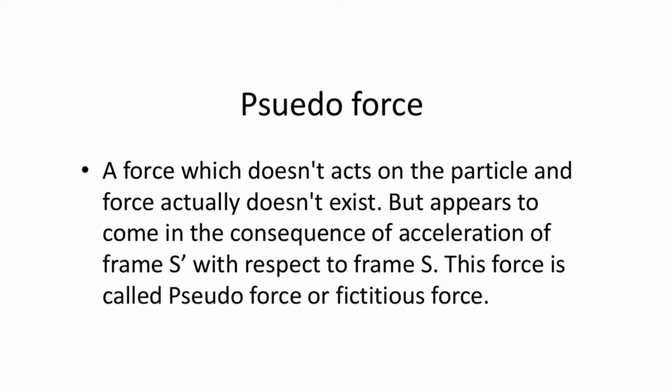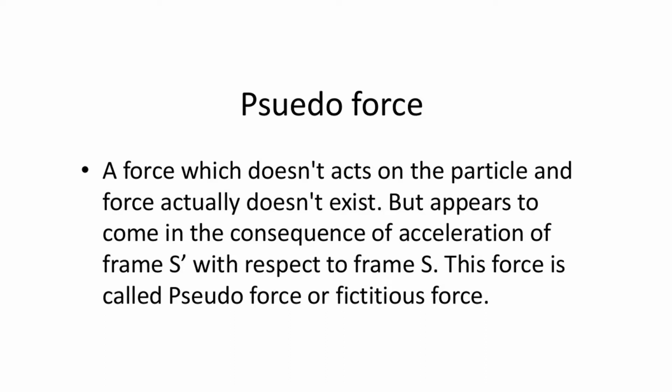Now another example for the non-inertial frame is a pseudo force, a force which doesn't act on the particle directly and the force actually doesn't exist but appears to come in consequence of the acceleration of frame S prime with respect to S. This force is called the pseudo force or fictitious force. It means that pseudo force is a fictitious force that we feel at some time suddenly on the motion of the object. For example, if we are driving a car and suddenly we apply brakes, we feel that some kind of force is being applied on us. That is a pseudo force. That is actually not a force but a fictitious force or non-actual force applied on the body.